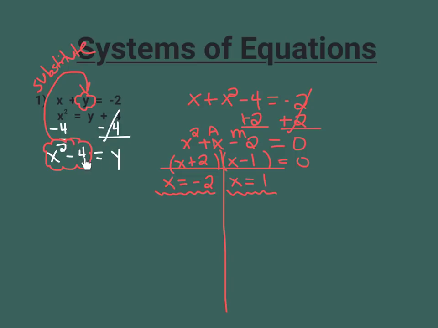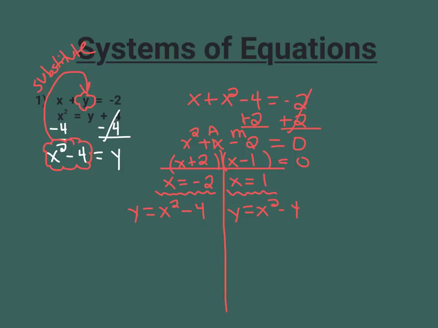So I'm going to rewrite this equation. The only difference is I'm just going to put y equals in front of it. So I'm going to rewrite y equals x squared minus 4 on both sides of the t-chart.